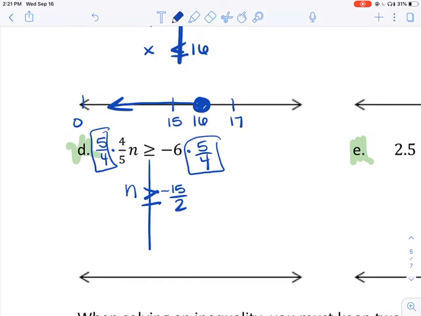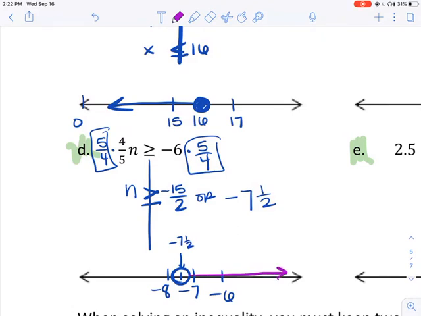And then I'm going to graph this on my graph. Negative 15 over 2 is like negative 7 and 1/2. So I'm going to put negative 7 here, negative 8 over here, and negative 6 over here. Negative 7.5 should be right there. And that's my circle. I'm going to change colors to make this a little easier. n is greater than because it's on the bigger side, so it'll go to the right, and it could be equal to, so I'll fill in my circle.